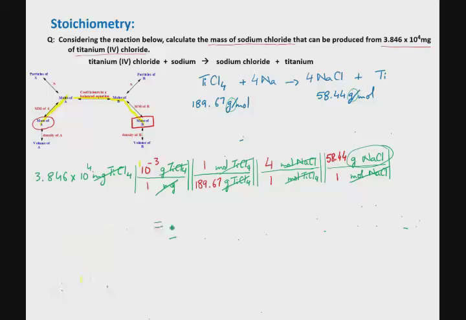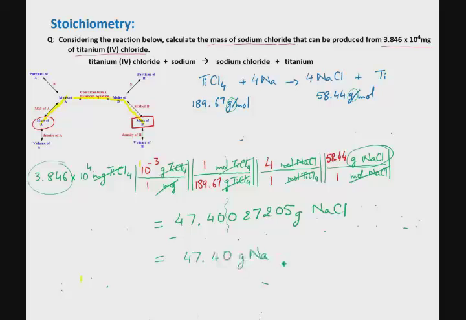When you calculate, the answer comes out to be 47.40027205 grams of NaCl. It has to be rounded to 4 significant figures based on that. In other words, the final answer therefore is 47.40 grams of NaCl. So this is an example of a stoichiometric calculation that uses a balanced reaction equation, in this case to go from mass of one of the reactants to expected mass of one of the products.